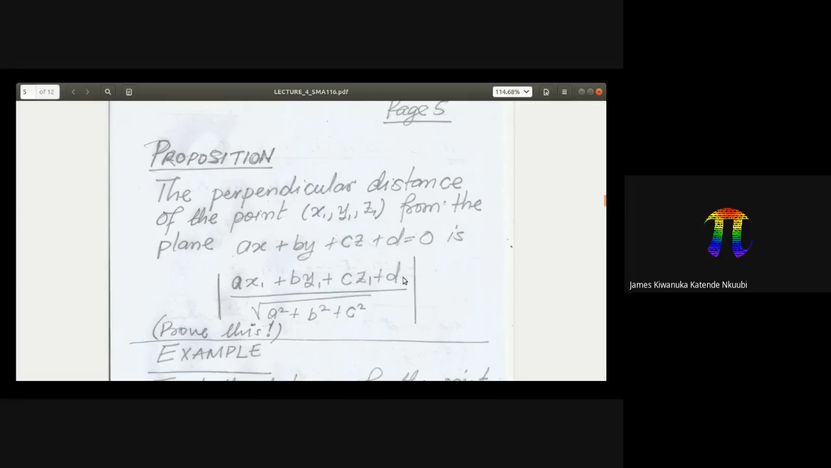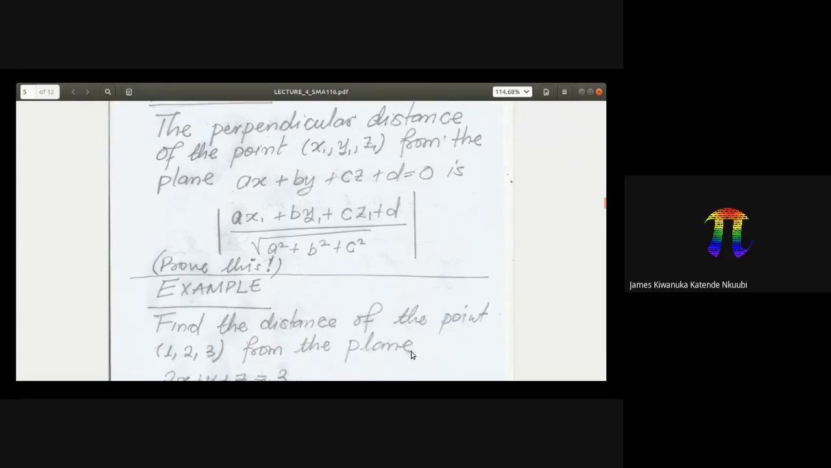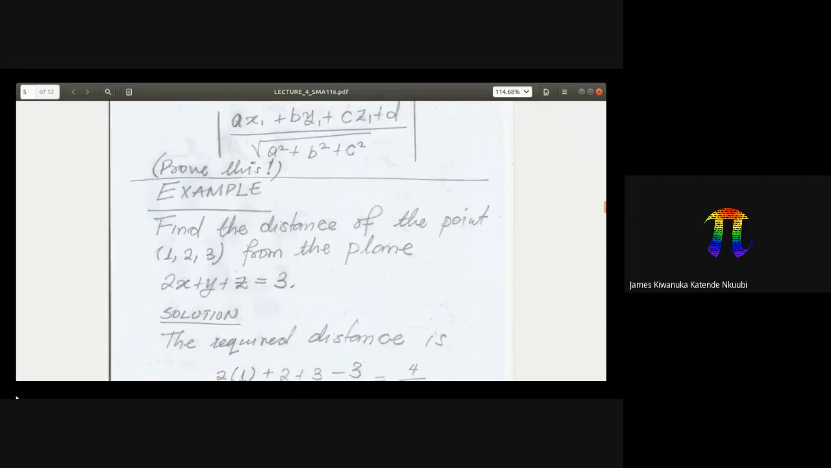So if you want to find the distance between a given point and a plane with this equation, this is the formula you use. Okay. So we apply that formula in the next example.